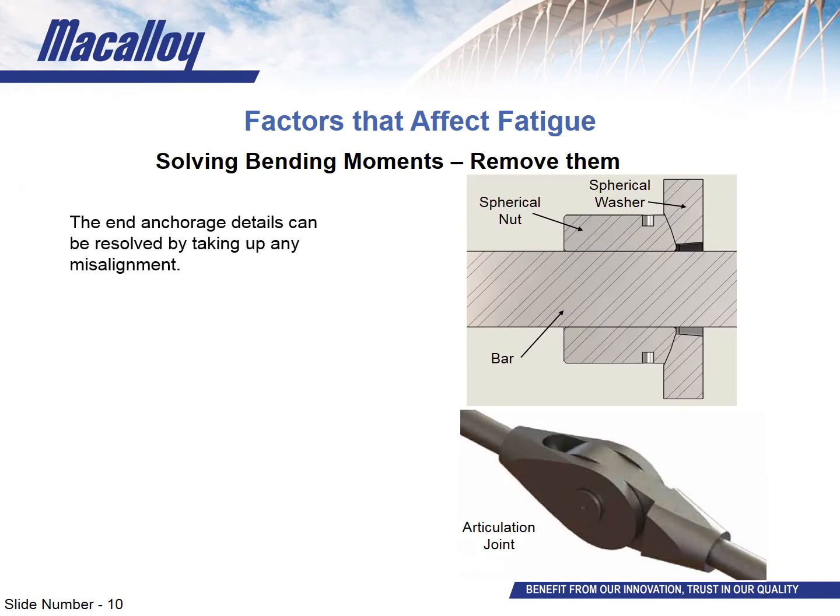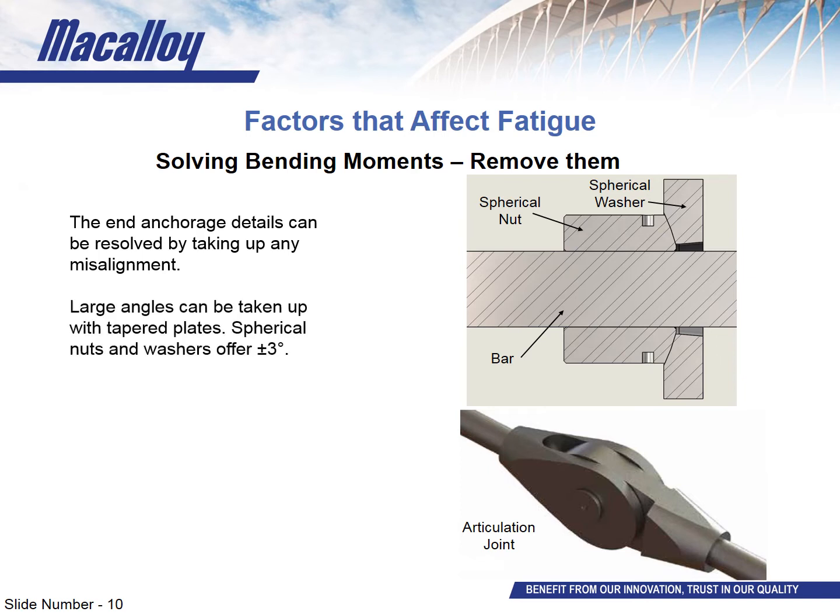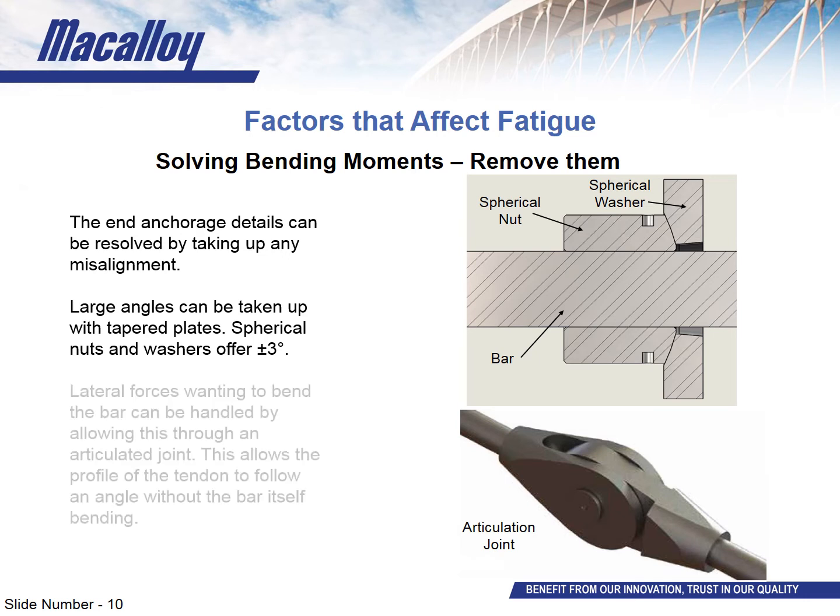As the end anchorages are more often than not a nut and washer bearing against some kind of plate or wall, the best solution to accommodate this misalignment is changing flat mating surfaces out for sphericals. An example of this is shown on the upper image. The mating radii of the spherical nut and washer allow for full bearing contact to be maintained between the two without having to bend the bar to do so. They can typically handle up to 3 degrees in any direction. Now if you need to accommodate larger angles, a tapered end plate should be used.